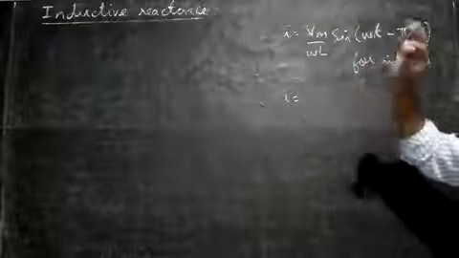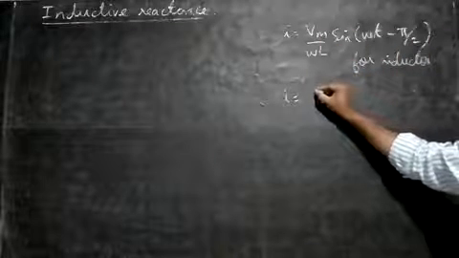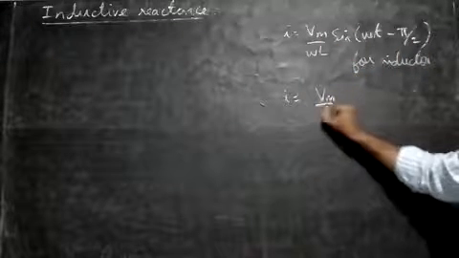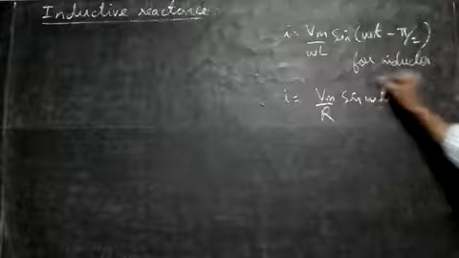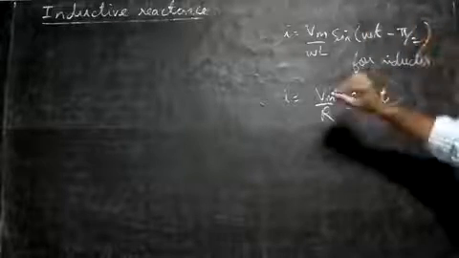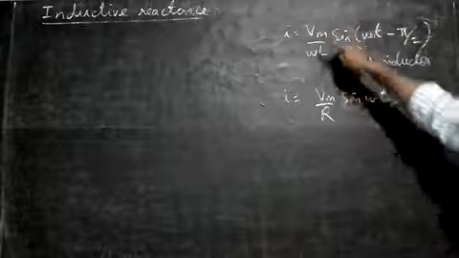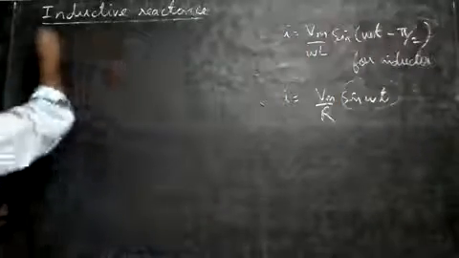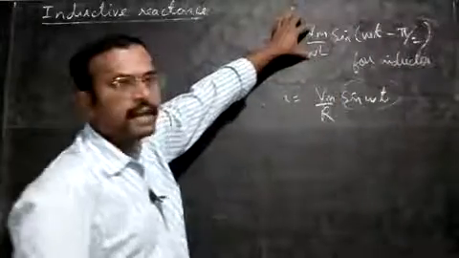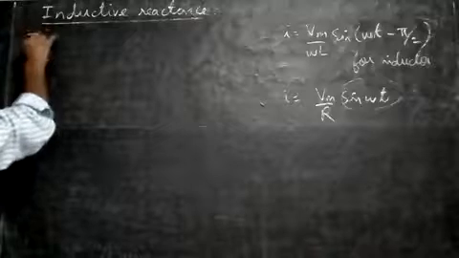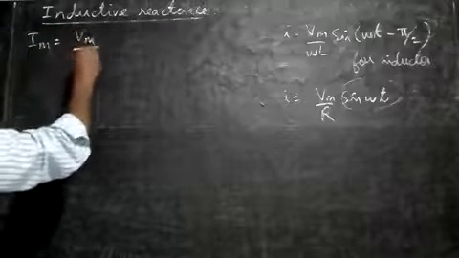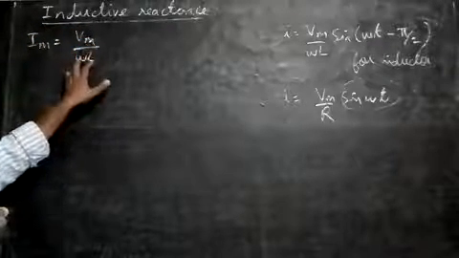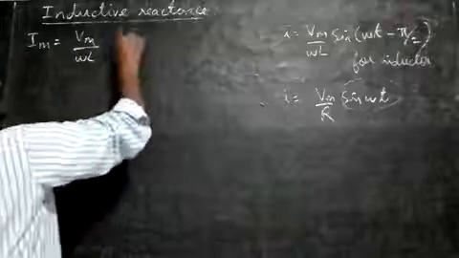And for the resistor, an AC circuit containing only a pure resistor, for reference, we get Vm by R into sine of omega t. The sine of omega t shows the angle only, and this is a pure number. Now we compare the two. Instead of this we wrote Im, so we got Im is equal to Vm by omega L for a pure inductive circuit.